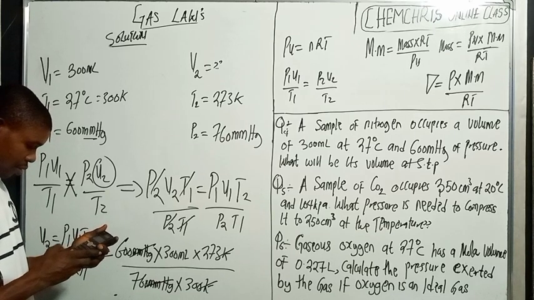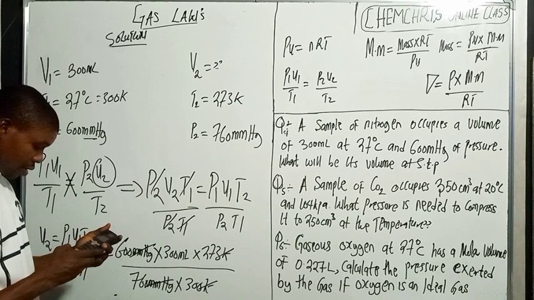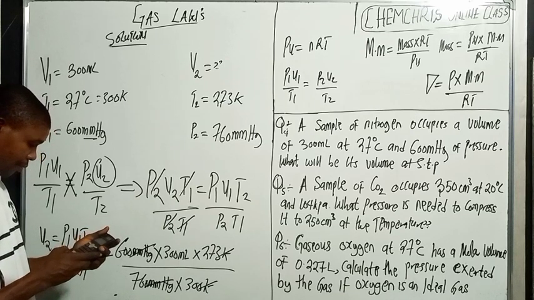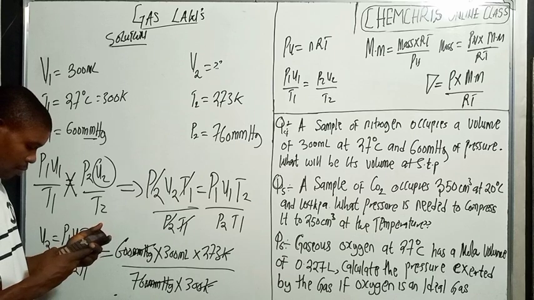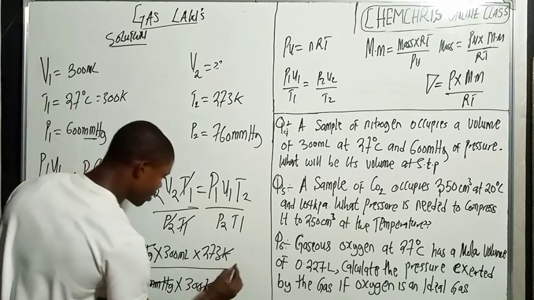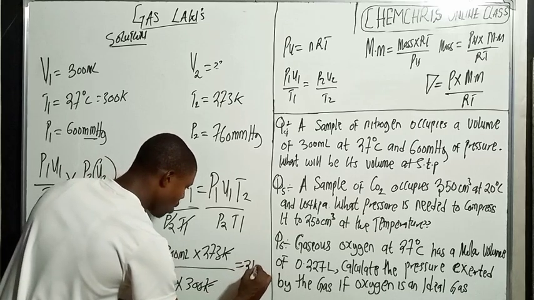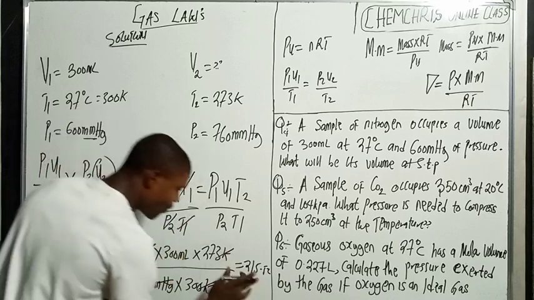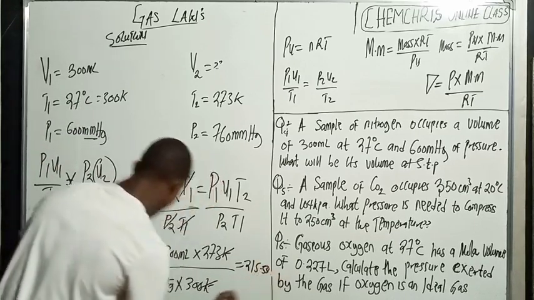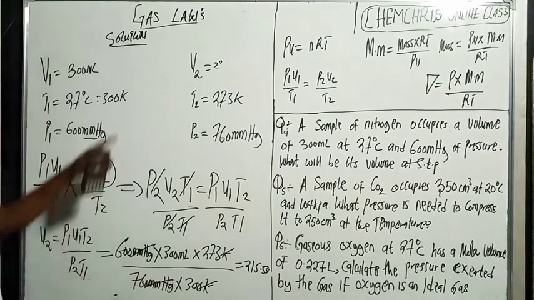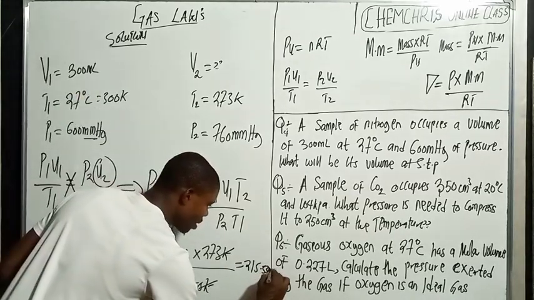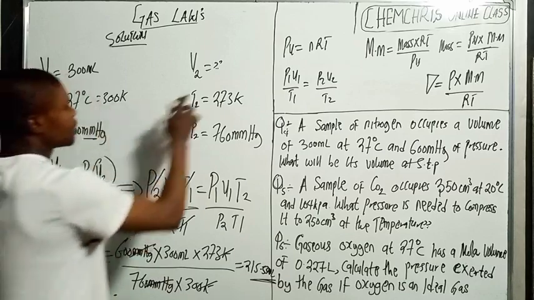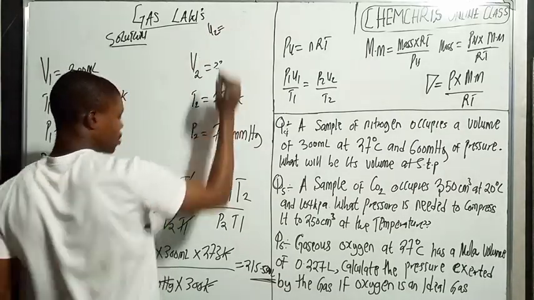600 times 300 times 273 divided by 760 times 300. So the answer here is 215.53 milliliter, right? Because the volume is in milliliter, the answer will be in milliliter. You understand? So it means that V2 is equal to what?